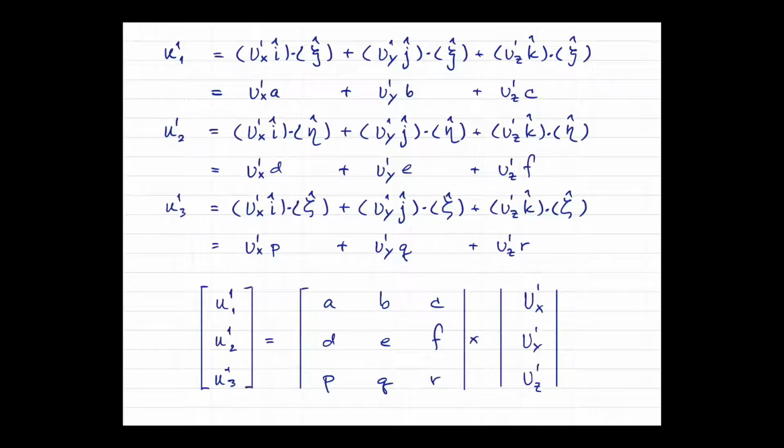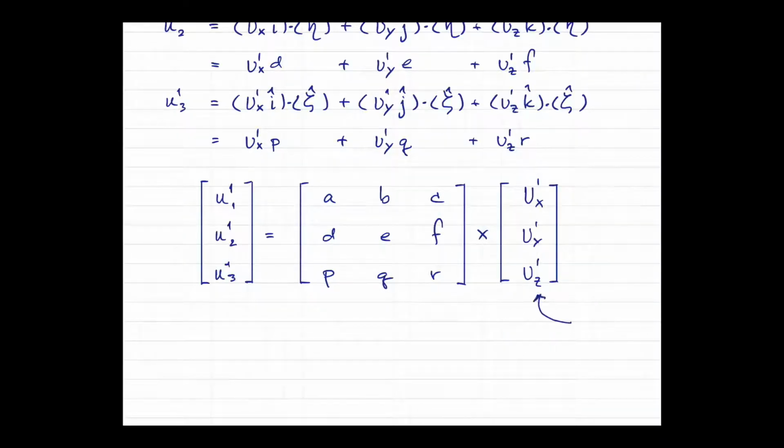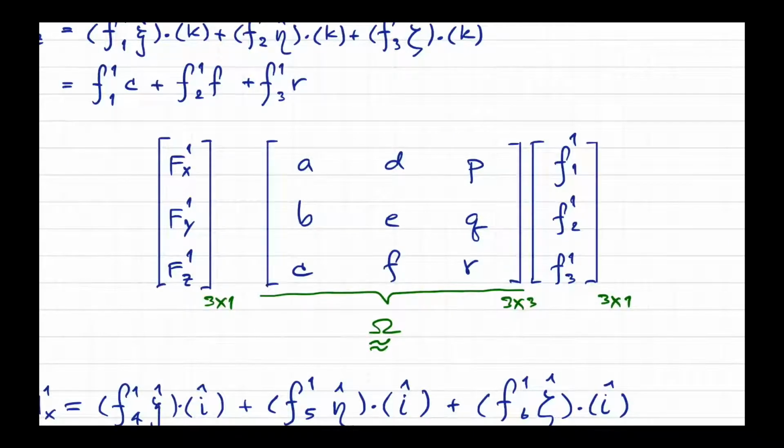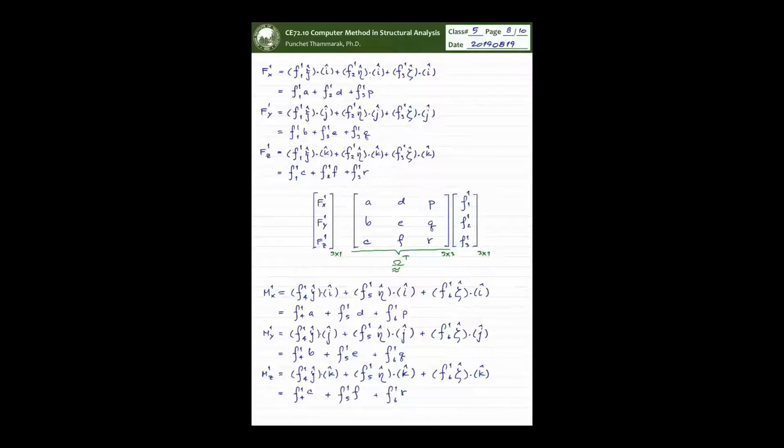So here is your uppercase U, lowercase u vector, and what is this one? This one is your direction cosine. No, not yet, not direction cosine yet. This one is your omega. Well, previously we have the omega. Let me add something over here. It's supposed to be omega transpose, right?